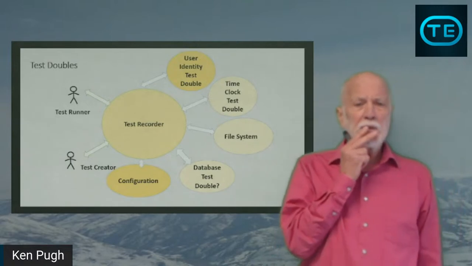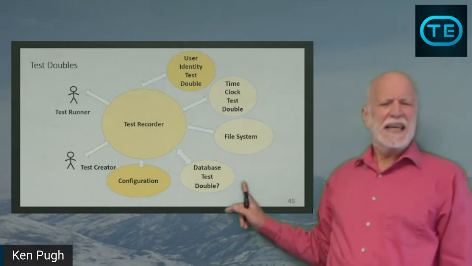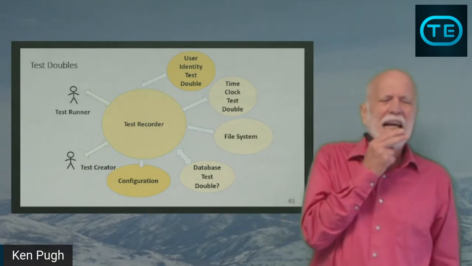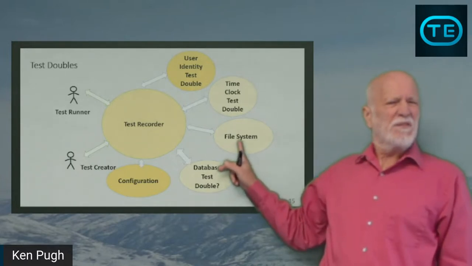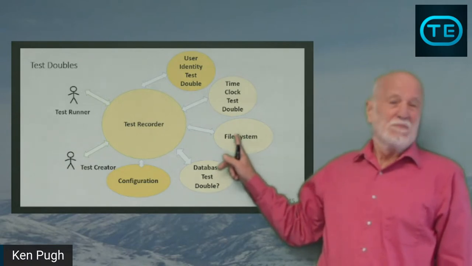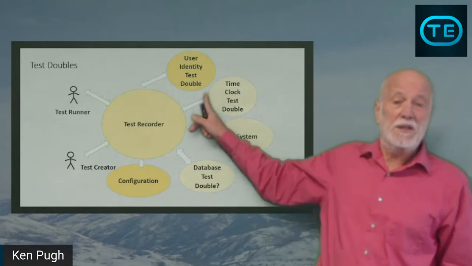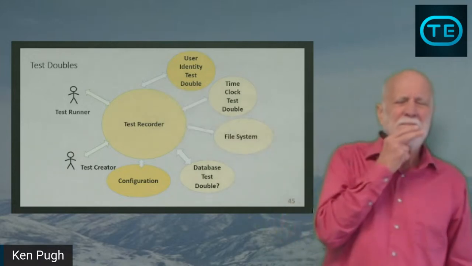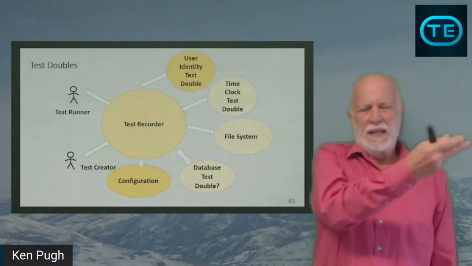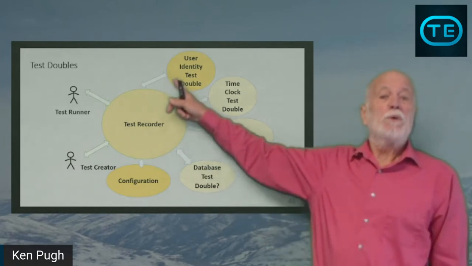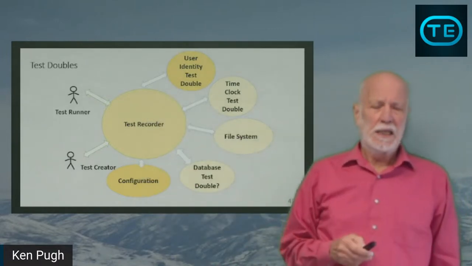So where are our test doubles going to be used? Well, should we use a database test double? Or should we use an actual database? And we'll come back to that question. Should we use a test double for the file system where we're going to store a test script? Why not just use the file system? Definitely have a time clock test double. Oh, and by the way, should our test fail because somebody else is running it and therefore the names don't match? Maybe we want to have a test double for our user identity. And we have all of those, you'll see in the source code.